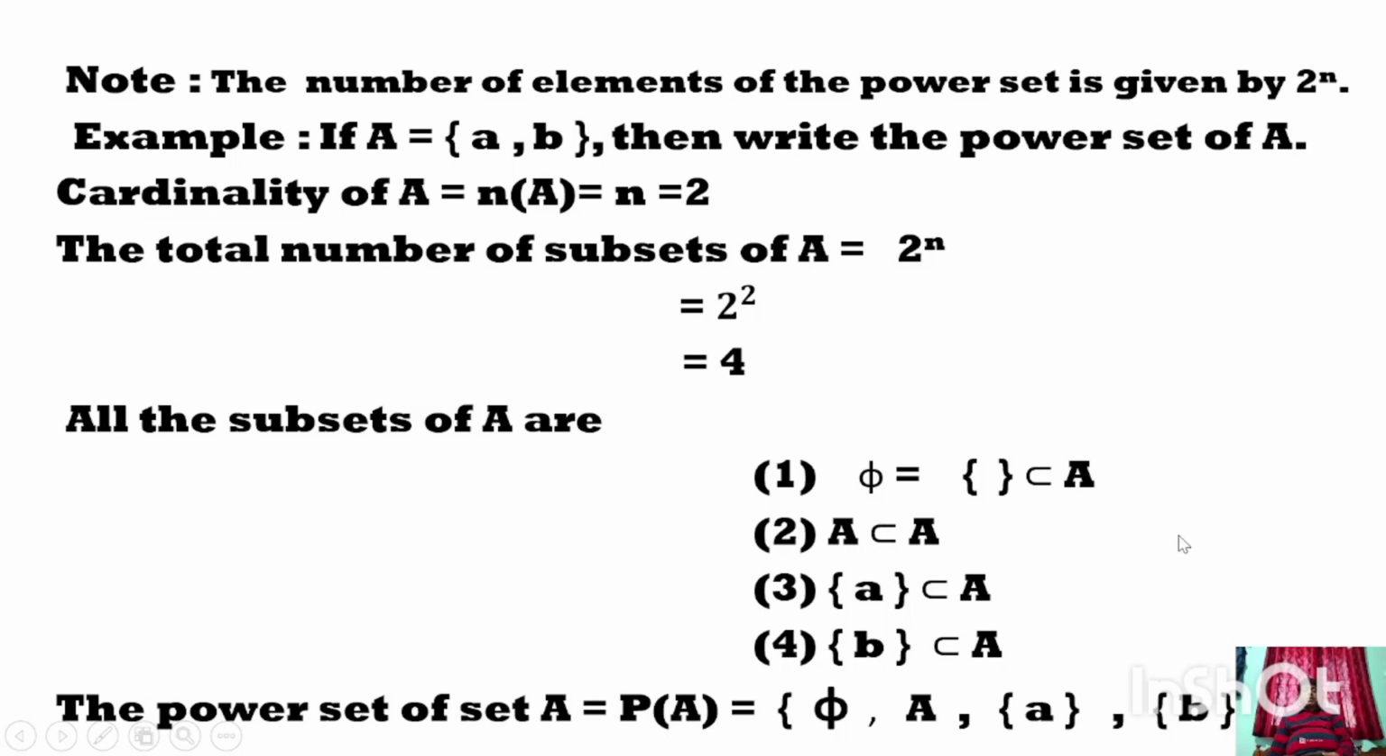The power set is formed by taking all the subsets of a given set as elements. All the subsets are written as elements and included in curly brackets, so it becomes a set, and that set is known as the power set. So the power set of A, P(A), is equal to {phi, {a}, {b}, A}. Understand? Look once again at how to find the power set of the set A by taking all the subsets of a given set.